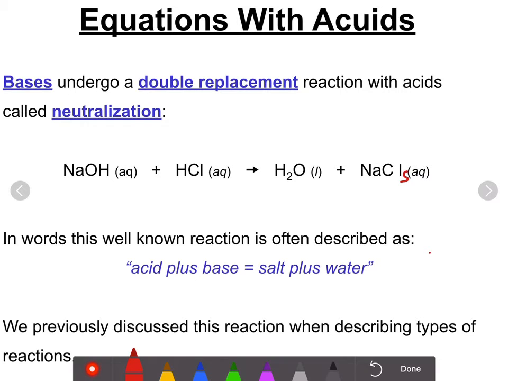So when we talk about neutralizing an acid, we add a base. To neutralize a base, we add an acid. And the product, most importantly, some kind of salt. Now, just because we say salt in chemistry doesn't mean it's always NaCl. It could be a lot of different types of salt. So keep that in mind as we go forward.